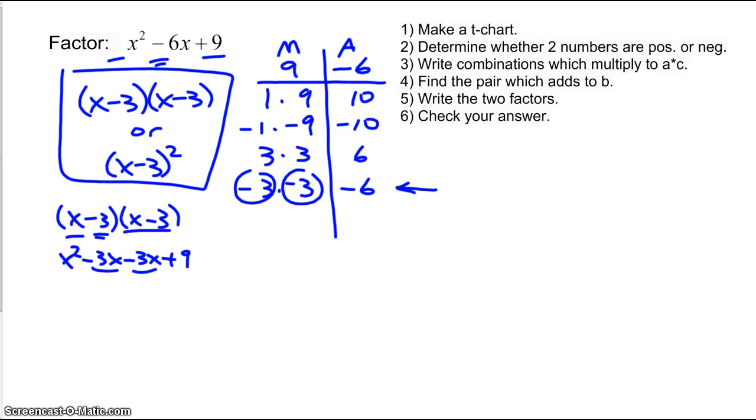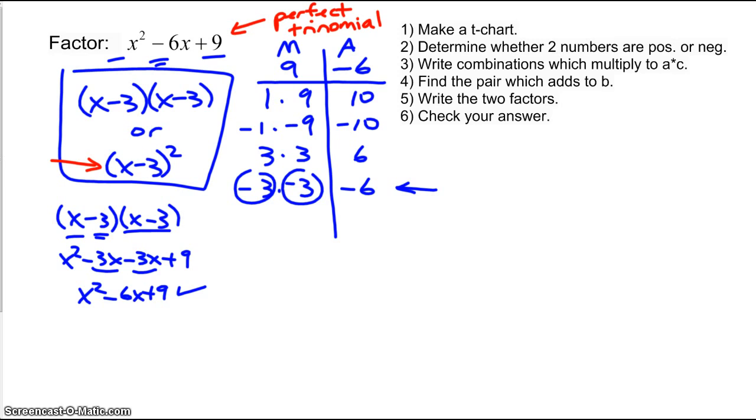Combine like terms and compare. That looks like that works, so that's the answer. This particular thing right here, where you get what's called a binomial squared, happens to have a special name. It's called a perfect square trinomial. We will investigate that a little further in the completing the square video later.